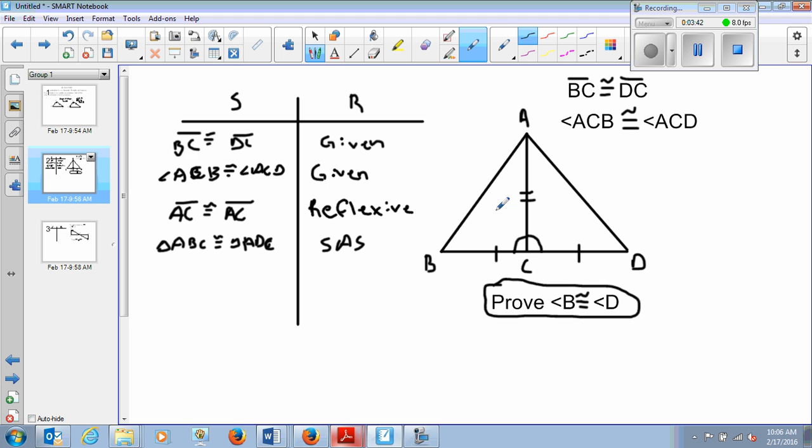So now, because of CPCTC, I also know that angle B would be congruent to angle D because they're in the same place. They're even in the same place in my congruency statement. B and D are both the second terms. These two triangles are the same. Therefore, angle B is congruent to angle D because of CPCTC. Corresponding parts of congruent triangles are congruent, and I can abbreviate it that way.